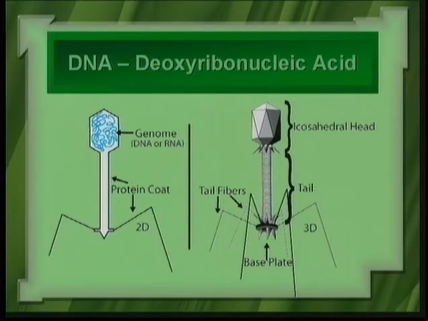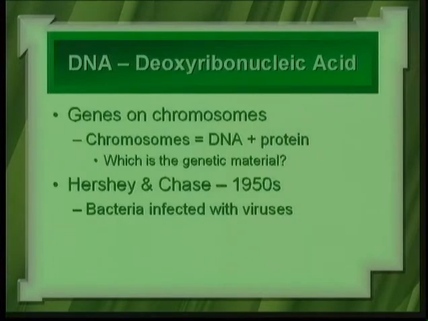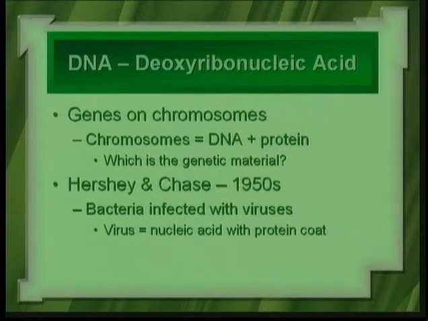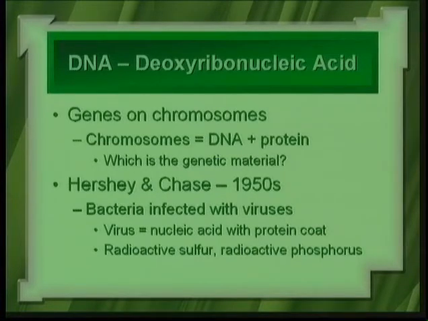So Hershey and Chase used bacteria and viruses for their experiments. To reiterate, viruses are nucleic acids with a protein coat. Hershey and Chase used radioactive isotopes. Remember isotopes? Isotopes are variants of a normal atom. They used radioactive sulfur to label the protein coat, and they used radioactive phosphorus in order to label the nucleic acid.